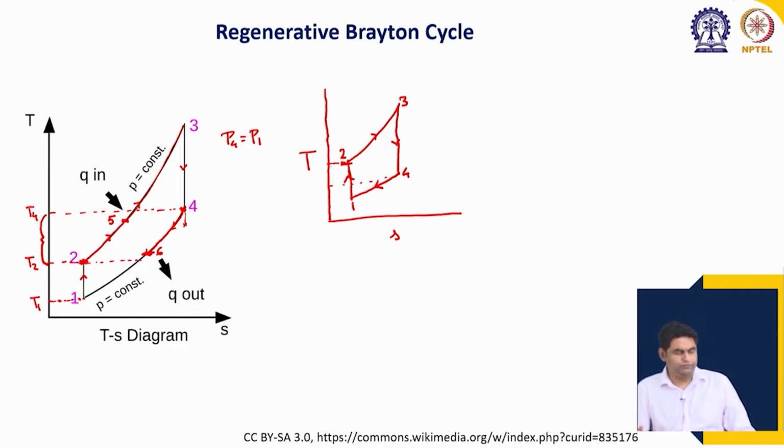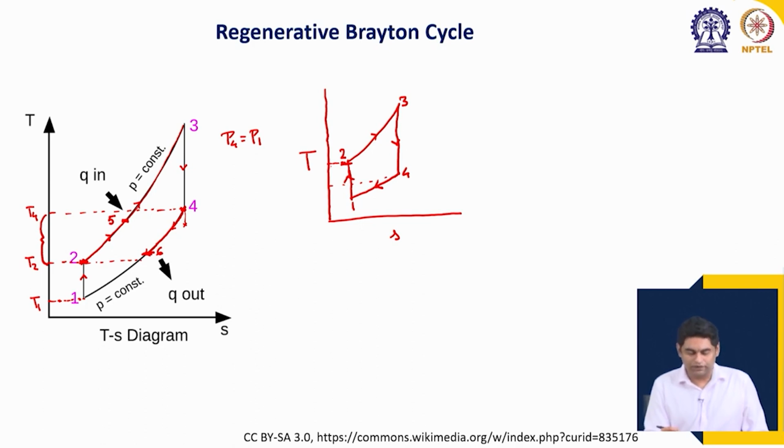So, then what we have discussed till now is schematically a regenerator which has a certain effectiveness which is not equal to 100%. Okay. What do I mean by this?